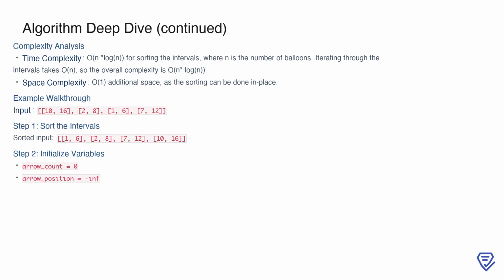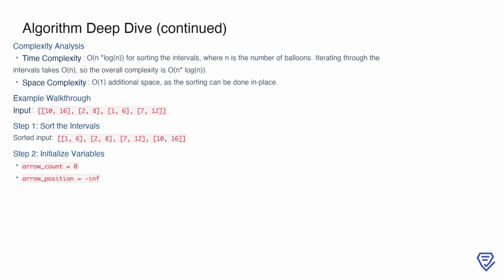Iterating through the intervals to determine the arrow positions takes O(n), so the overall complexity is O(n log n). The space complexity is O(1), as the sorting can be done in place, and no additional data structures are used beyond the input array and a few variables.